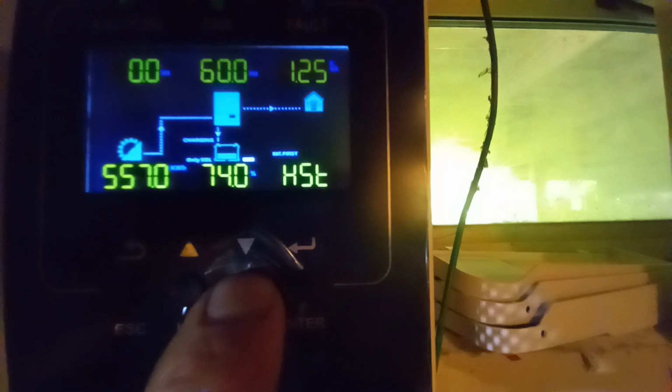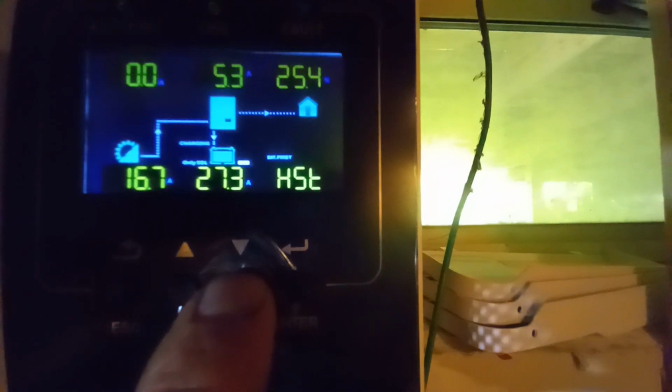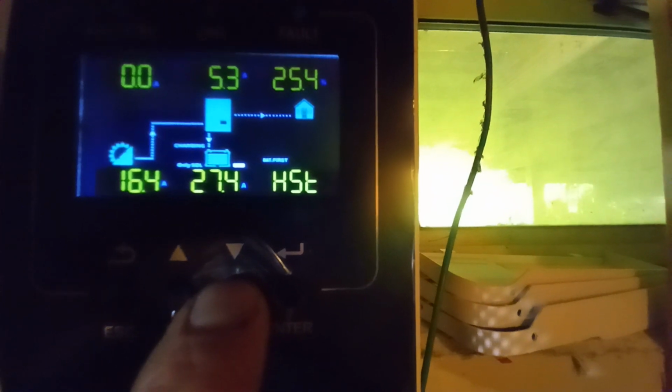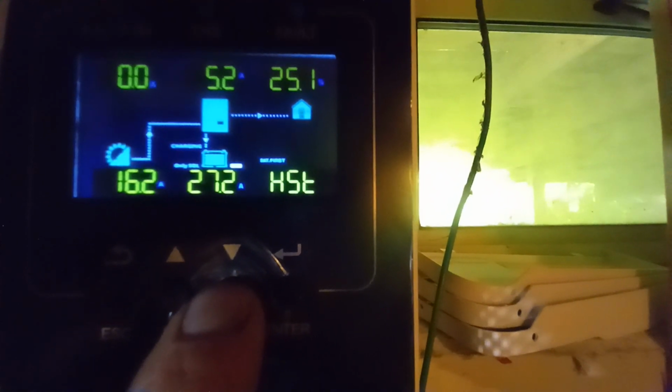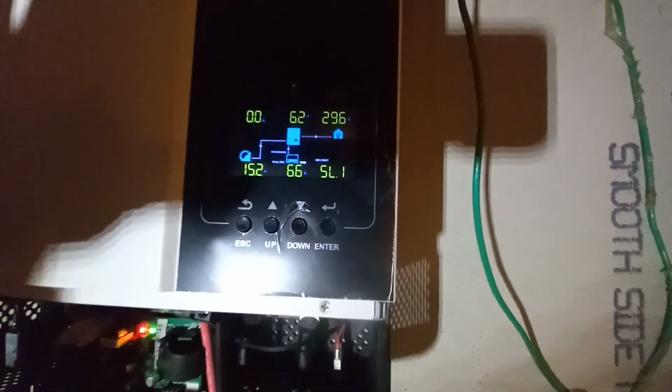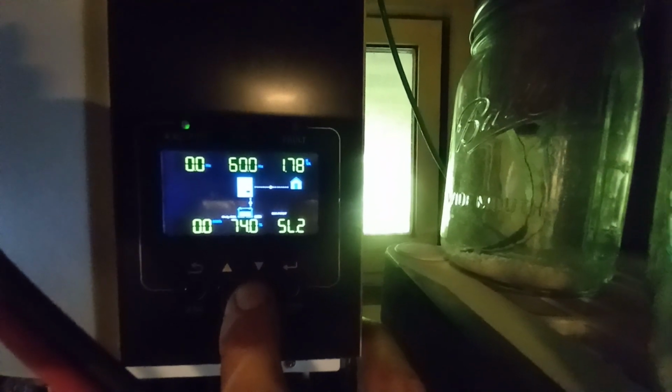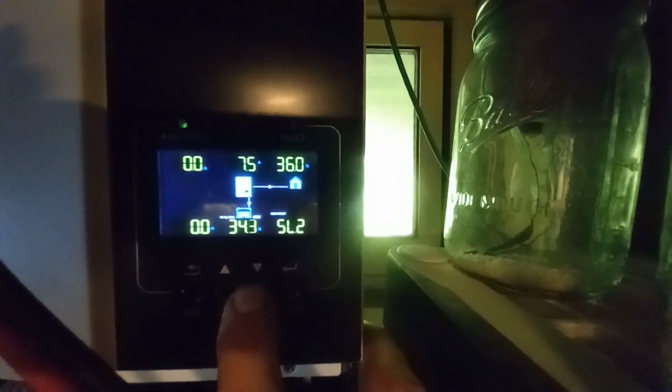Our batteries are at 74%. We're getting 16.7 amps from the solar panels. And the house is using 5.3 amps off of this inverter, and 6 amps off of this inverter. And let's see what it's doing off of this one. And 7.5 amps off of that one.